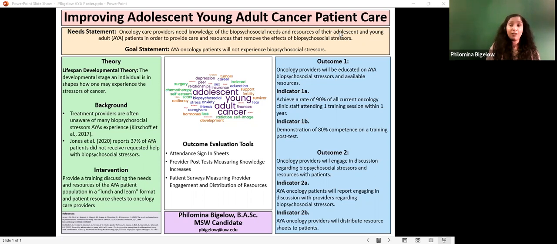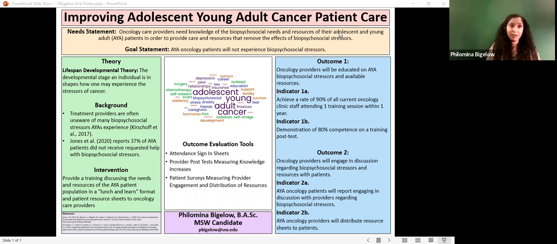Basically, this involves the oncology clinic social worker developing a PowerPoint training and presenting it to oncology care providers in the format of a lunch and learn. So once the training was developed, the training would be advertised using flyers and emails, and providers would have the opportunity to sign up. And then they would show up and sign in on an attendance sheet, and they would be provided with a lunch, such as a Subway sandwich and some sort of a beverage like bottled water.